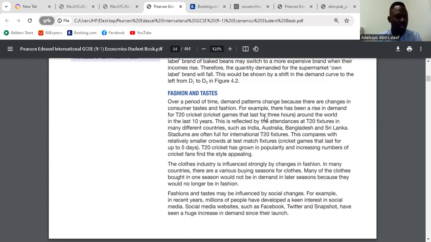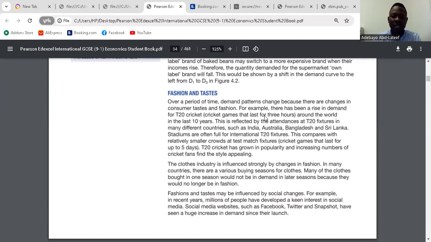Over a period of time, demand patterns change because there are changes in consumer taste and fashion. For example, there has been a rise in demand for T20 cricket games around the world. In the last 10 years, this is reflected by the attendance at T20 fixtures in many different countries such as India, Australia, Bangladesh, and Sri Lanka. Stadiums are often full for international T20 fixtures. This compares with relatively small crowds at test match fixtures. So T20 cricket has grown in popularity, and increasing numbers of cricket fans find the style appealing.